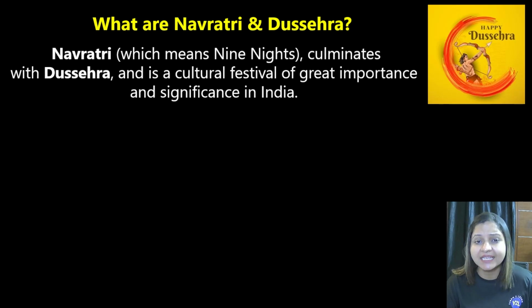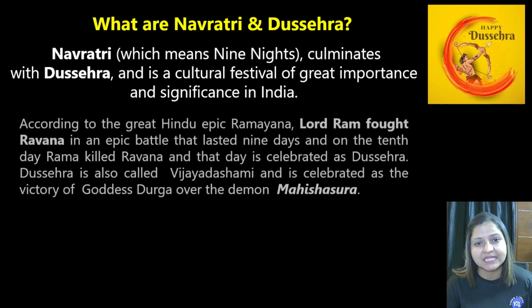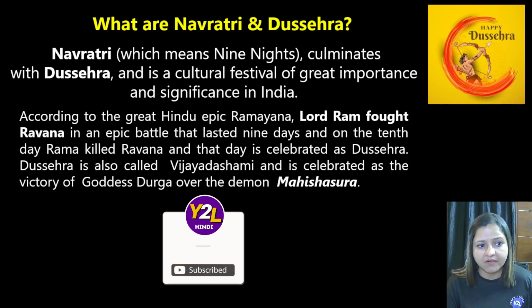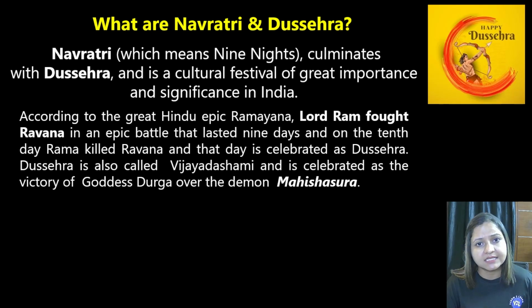Navratri, which means 9 nights, culminates with Dussehra and is a cultural festival of great importance and significance in India. According to the great Hindu epic Ramayana, Lord Ram fought Ravan in an epic battle that lasted 9 days. And on the 10th day, Ram killed Ravan, and that day is celebrated as Dussehra. Dussehra is also called Vijayadashmi and is celebrated as the victory of goddess Durga over the demon Mahishasur.